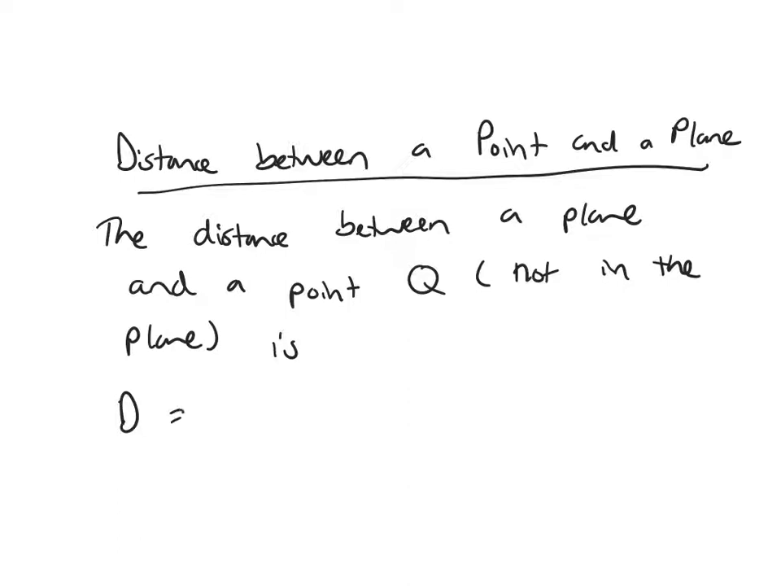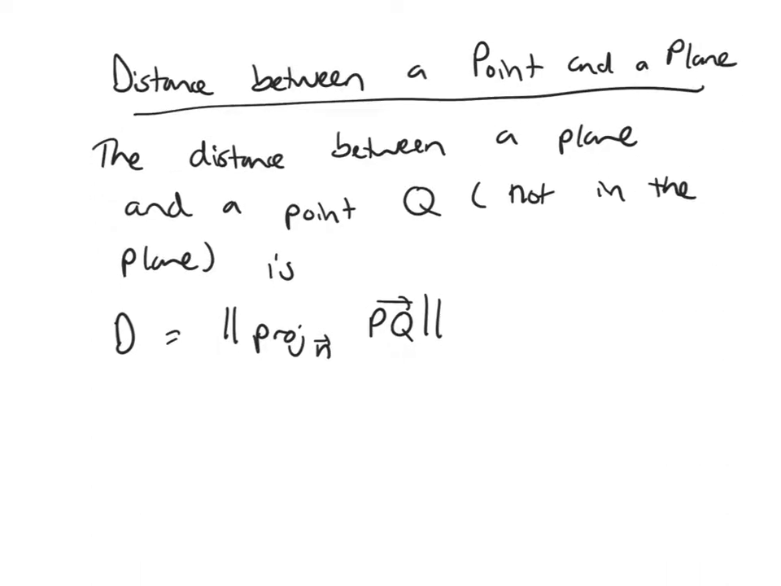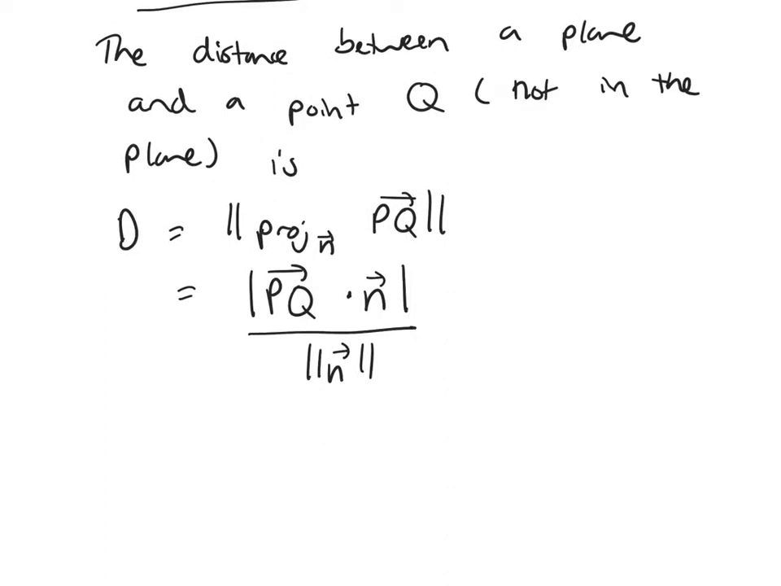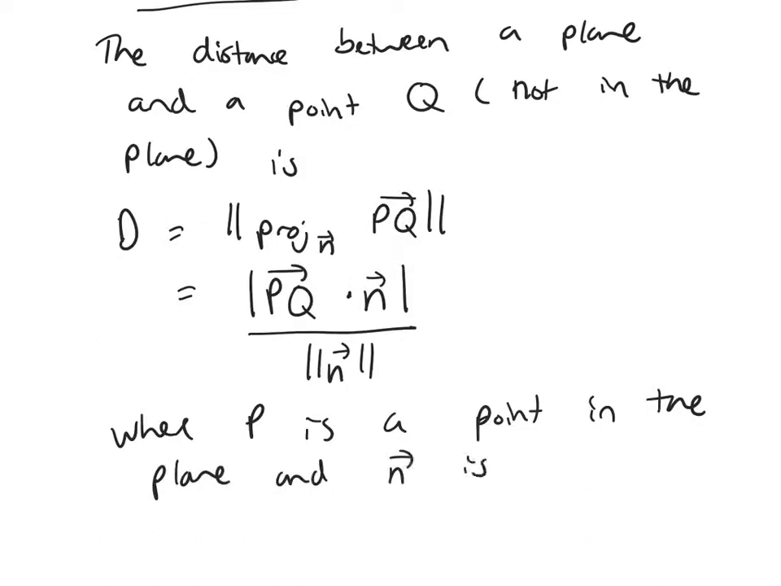is D. It's the magnitude of the projection of PQ onto N, or another way you can find this distance is it's the absolute value of the dot product of PQ and N divided by the magnitude of N. And this point P, I'll say where P is a point in the plane and N is normal to the plane.